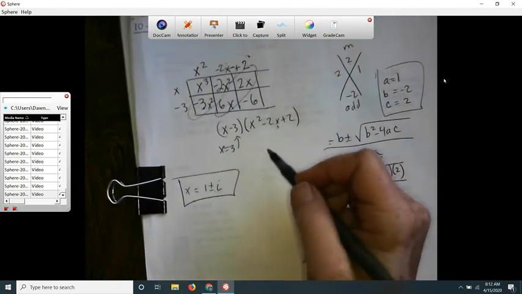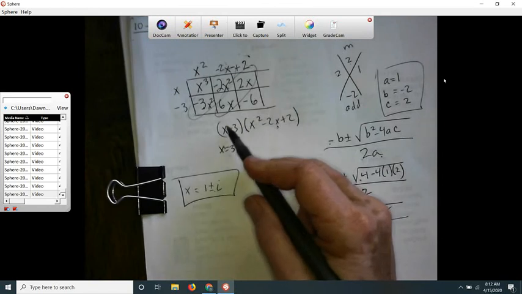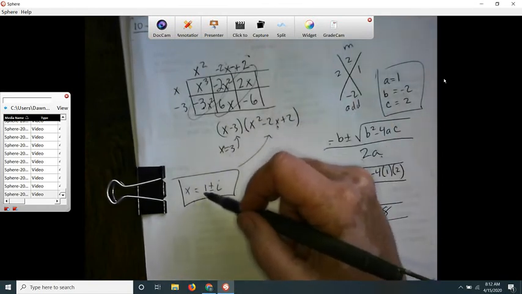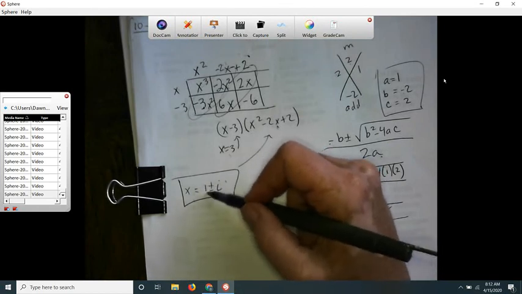So from here you get x equals 3 as a root. And from here, you get 1 plus i and 1 minus i as roots.